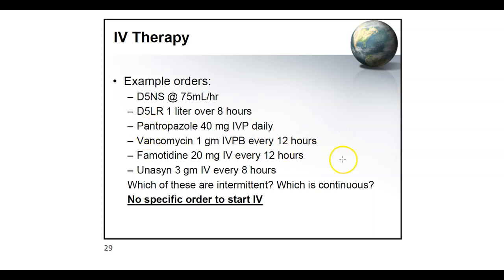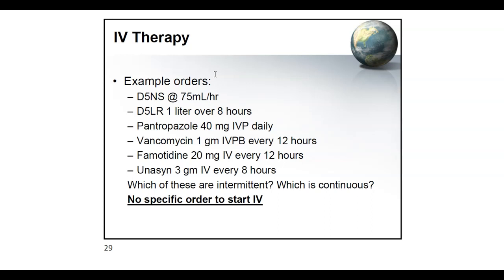Now you can see pantoprazole 40 milligrams IV push daily. So that's an IV push medication. You have this antibiotic vancomycin 1 gram IV piggyback, so IVPB, every 12 hours. Then you also have famotidine 20 milligrams IV every 12 hours. Unasyn 3 grams IV every 8 hours. So as you can see, there's a variety of ways wherein the provider can order IV therapy.